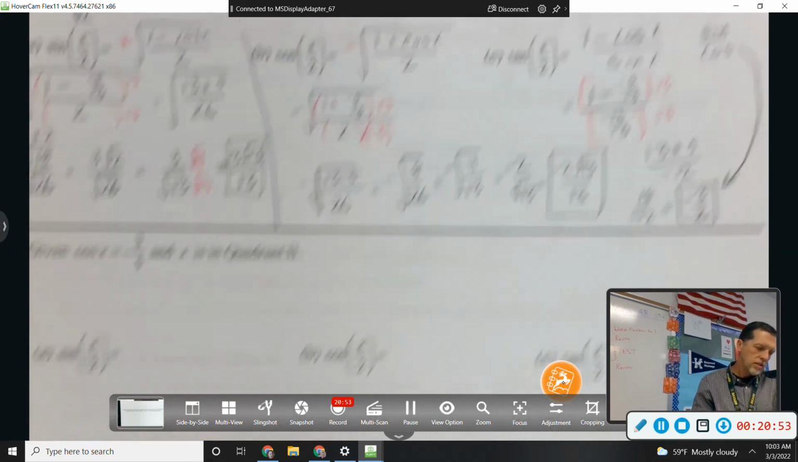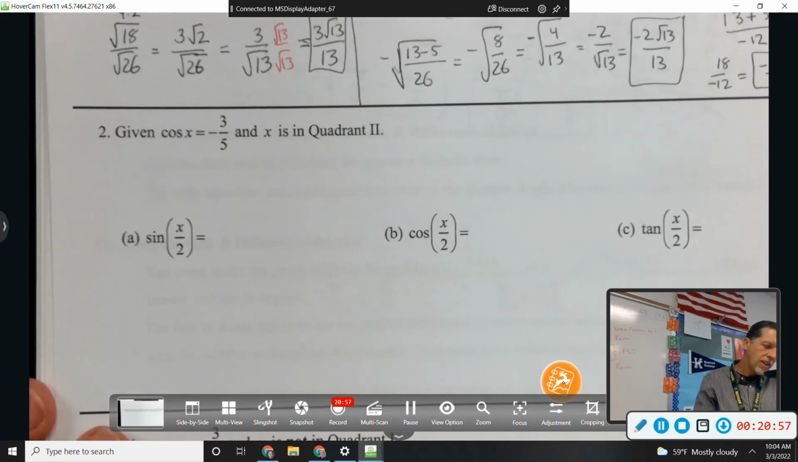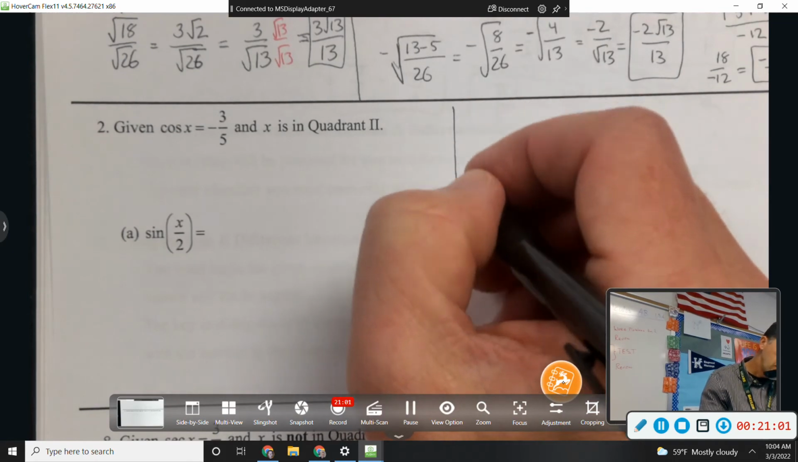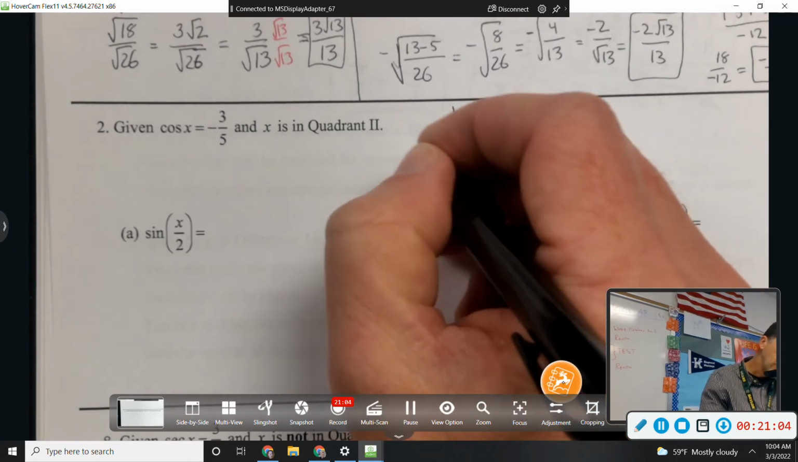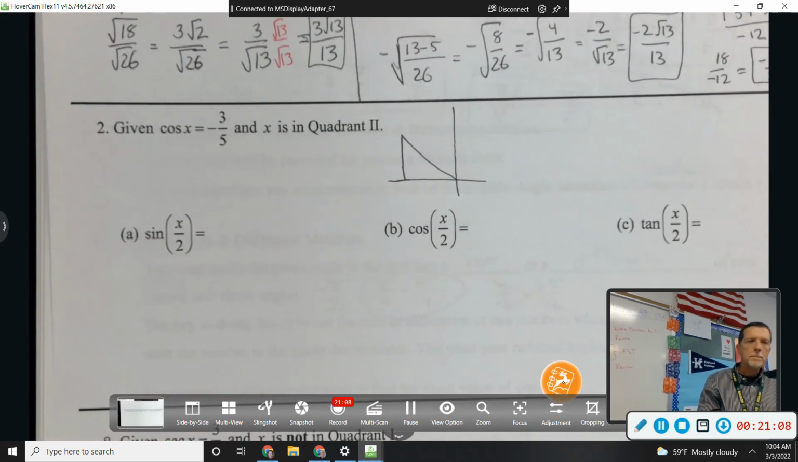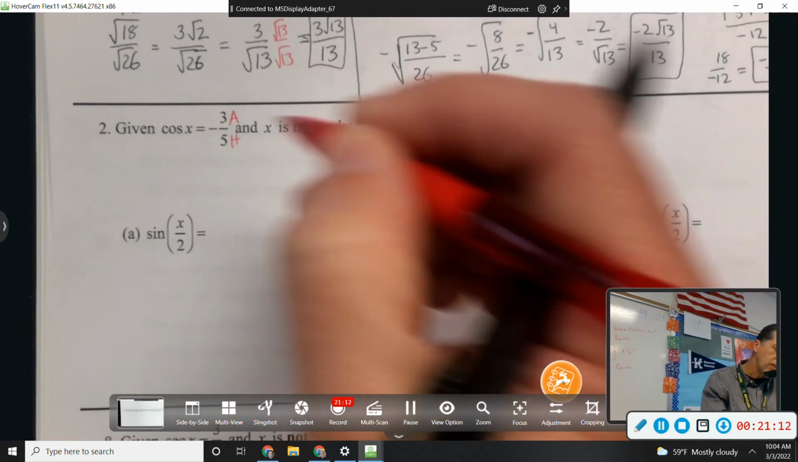Let's try number 2. Cosine x equals negative 3/5, and x is in quadrant 2. Well, I know where to draw it then, for sure. Let's see, cosine is adjacent over hypotenuse.